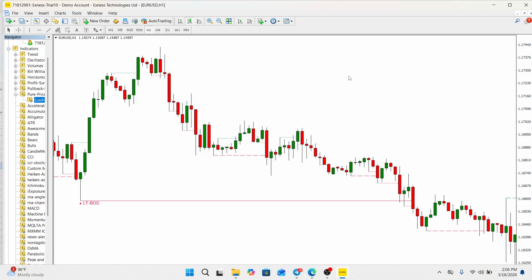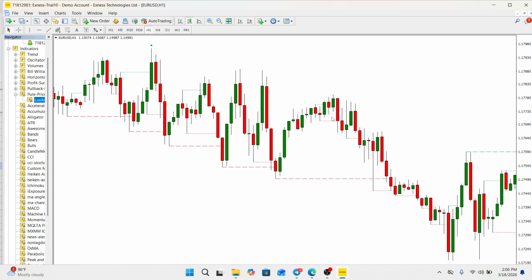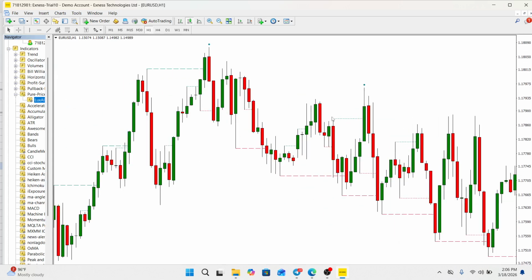The pure price action structures indicator for MT4 and MT5 is aimed at traders who want to base their decisions on pure market structure, higher highs, lower lows, breaks, and shifts, rather than lagging indicators, including those who follow ICT and smart money concepts. It is a visual and analytical tool only.